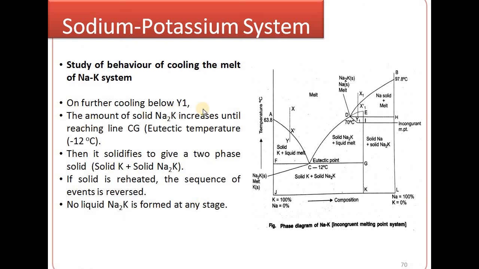On further cooling below Y1, the amount of solid Na2K increases until reaching line Cg, where Cg corresponds to the temperature minus 12 degrees Celsius. Then it will solidify to give two solid phases, represented here by the area FgJK, solid K plus solid Na2K. Now if we reheat the solid, the whole process will take place again and the sequence will be reversed, and you will not be able to get liquid Na2K at any stage.